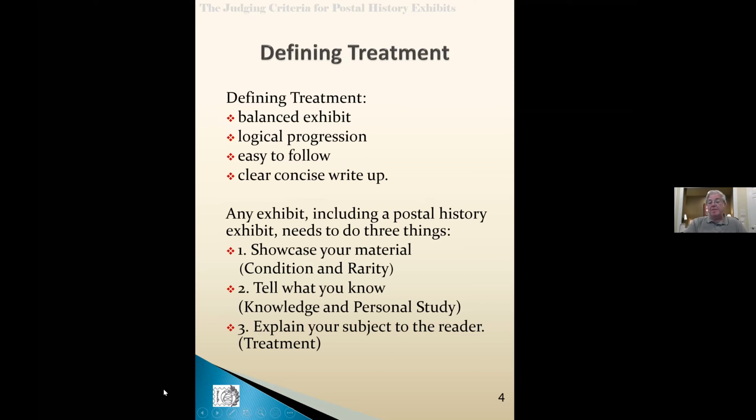Defining treatment. There is no real good definition of treatment, but what you want to do with treatment is you want a balanced exhibit. You don't want to have too much material in one section and not enough in another section. You want to have a logical progression, easy to follow, clear, concise write-ups. Any exhibit, including postal history exhibits, needs to do 3 things. They need to showcase your material, which is condition and rarity. They need to tell what you know, which is knowledge and personal study. And they need to explain the subject to the reader. This is treatment.